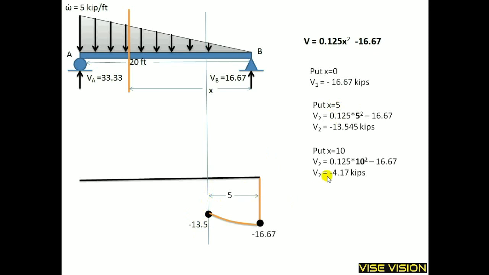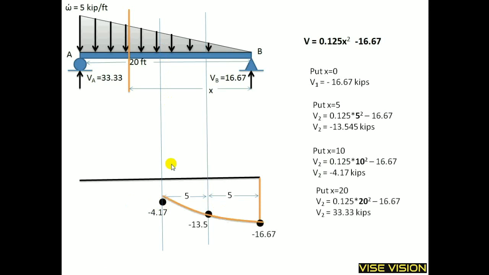And I will put x equal to 10 and get the shear value at x equal to 10. This is my shear value at x equal to 10 at the midpoint, and then I will put x equal to 20 over here. What is the shear value? It will be 33 positive, and this is my shear force diagram for this UVL acting over the beam.